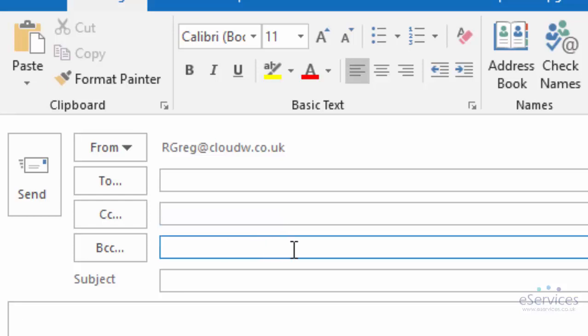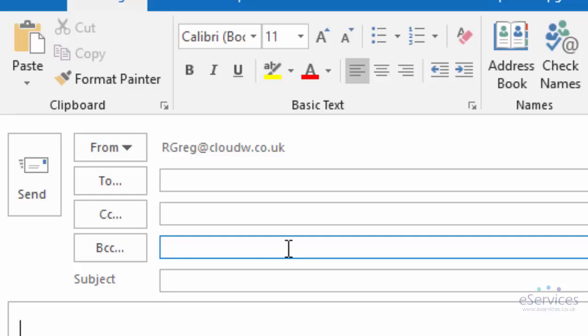BCC stands for blind carbon copy. Now this is very important, particularly with the data protection rules that we have in the UK. Any names that you put into BCC, they will not be able to see any other names which are in BCC. They will only see names in the To or the CC column. This is very, very important. So no one knows if a person's received it if their name is in BCC. As I say, this is very important for data protection.